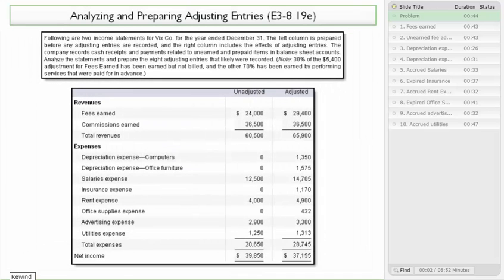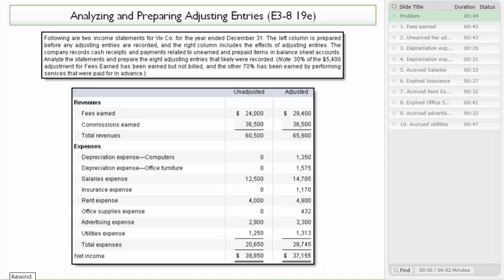Following are two income statements for VIX Company for the year ended December 31st. The left column is prepared before any adjusting entries are recorded, and the right column includes the effects of adjusting entries. The company records cash receipts and payments related to unearned and prepaid items in balance sheet accounts. Analyze the statements and prepare the 8 adjusting entries that likely were recorded.